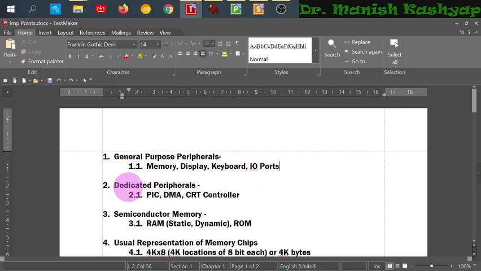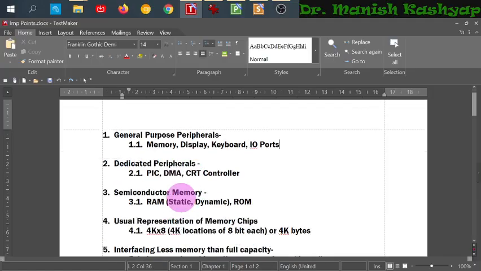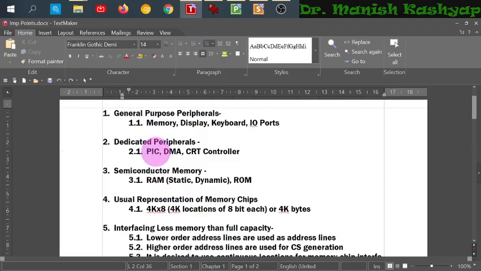perform. Then there are some dedicated peripherals, right? Some dedicated peripherals are there, like this PIC, DMA, and CRT controller, right? Programmable interrupt controller, direct memory access, and this cathode ray tube CRT controller. So these dedicated peripherals are there. We will discuss more about them when we study the interfacing of these things with this microprocessor. So there are two types of peripherals.